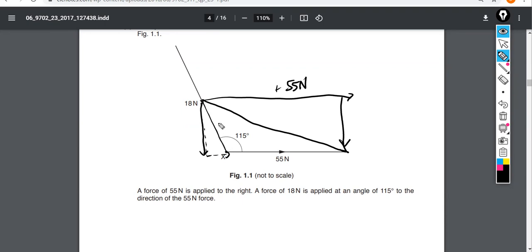This is the hypotenuse. This is 18 newtons of force going this way, 115 degrees above the positive x-axis. I think the easiest way to work with this triangle is to calculate this angle right here, and then just kind of go from there, right? So what is the value of this angle? Let's call it, well, let's be creative this morning. Let's call it theta.